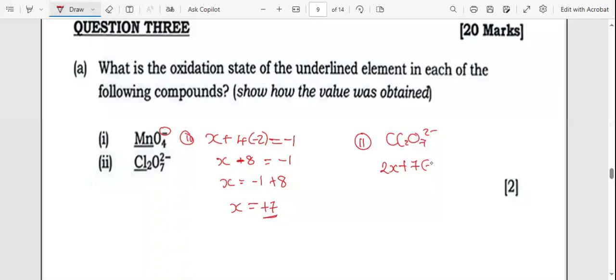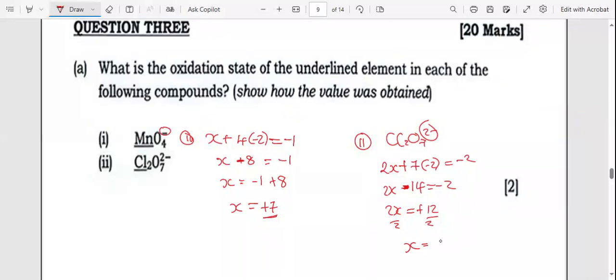So I'll say 7 times -2. Then the overall compound is equated to -2. So 2x, that will give us -14 once we multiply there, is equal to -2. We cross multiply, and when you take -14 there, it will be positive 12, right? You divide throughout.